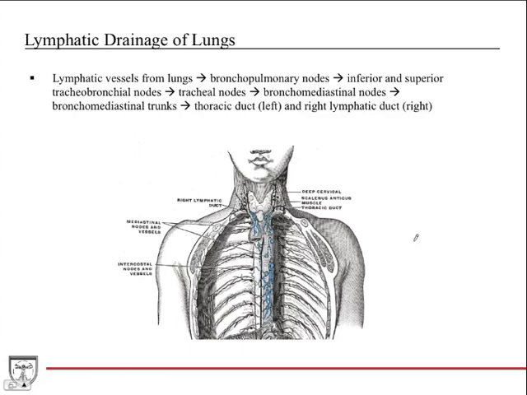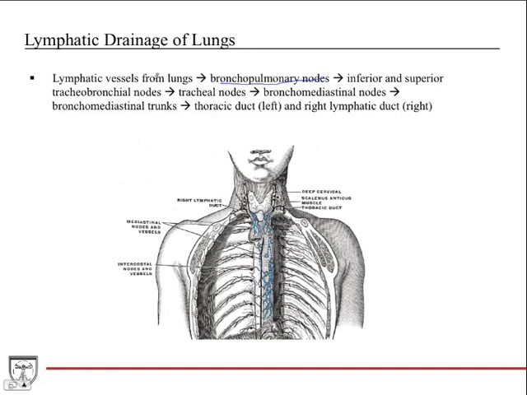Lymphatic drainage of the lungs. This isn't super high yield. We'll just run through this very quickly. Lymphatic vessels, like any other organ, there's lymphatic vessels in the lungs. They carry out excessive interstitial fluid. They travel to the bronchopulmonary nodes. Then they travel to the inferior and superior tracheobronchial nodes.